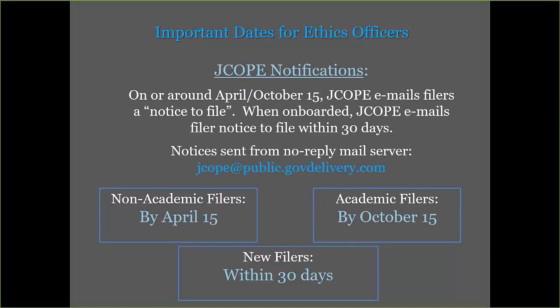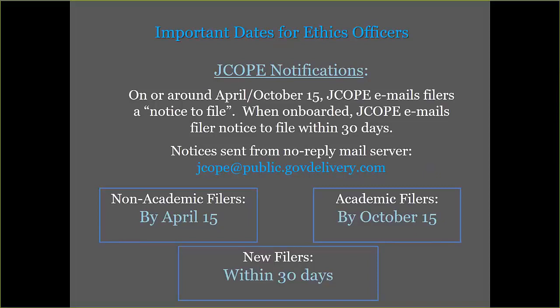Now, notifications. In April or October, we're going to email all of the FDS filers their official notice to file. That's their official notification: you are subject to this requirement, you need to file. We give them a 30-day window. We've found that if you send the notice too far in advance, people drop the ball, but 30 days is a good amount of time to meet that.